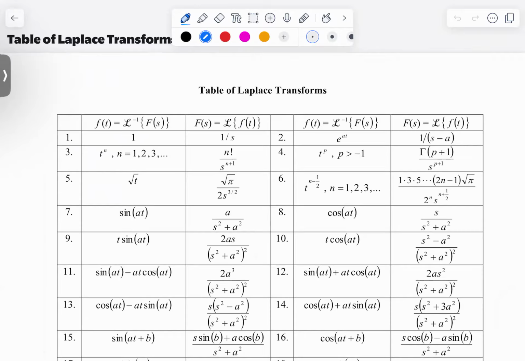Then I have a function e to the at, and each time you just identify what a is. We had a 3 and the other one was like -7 or something. So we got those two, which are 1 over s minus a. The only other one we hadn't looked at yet, that we didn't prove initially, is this guy. So I have t cubed, and all you have to do is identify n. n is 3, so that means 3 factorial divided by s to the 3 plus 1. And that's literally all transforming is.